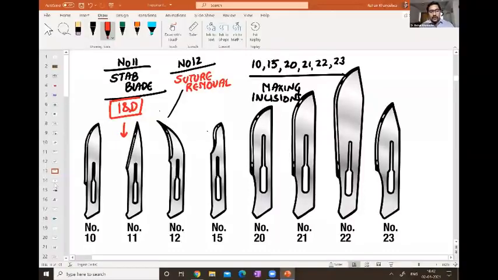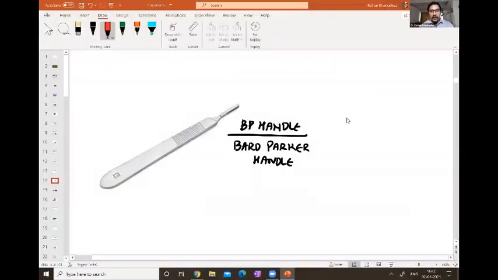Another instrument which you should know, this is a BP handle. This is a Bard-Parker handle. And this Bard-Parker handle, you put the blade here. So the blade is mounted on a Bard-Parker handle. You should be able to identify a Bard-Parker handle.